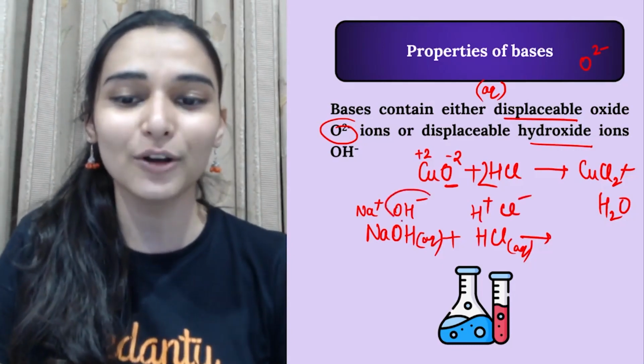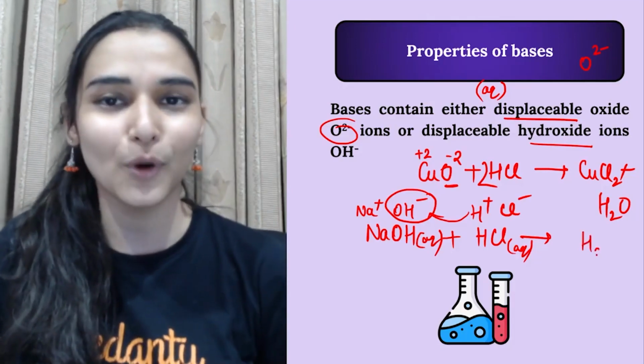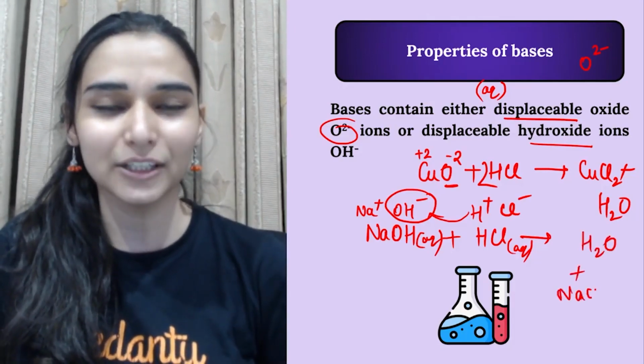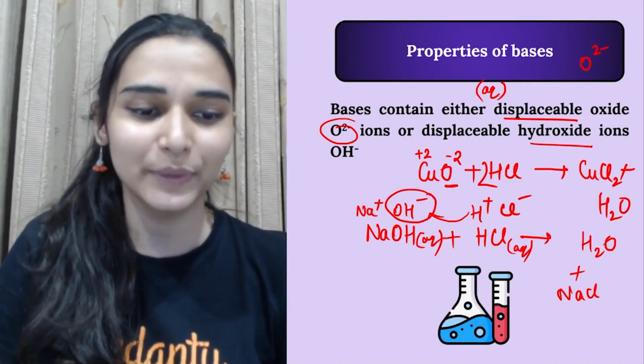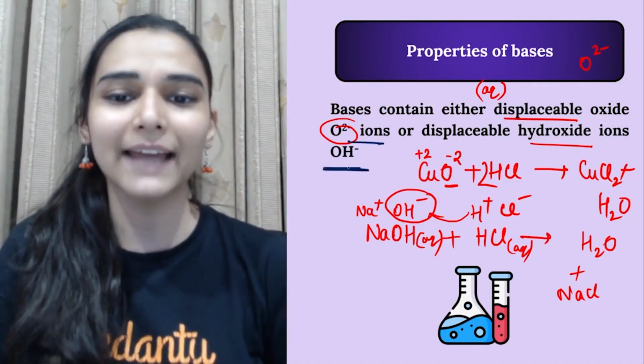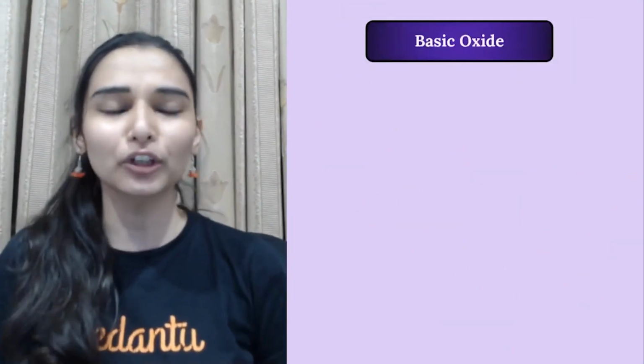Now these OH ions are displaceable. Okay, so they will be combining with H plus to form water, and I would be getting salt. Okay, so one other way to define them, they have displaceable oxide or hydroxide ions. Easy peasy, very easy. Okay, it is not difficult at all.